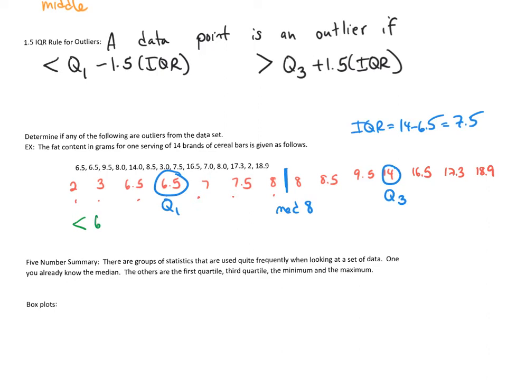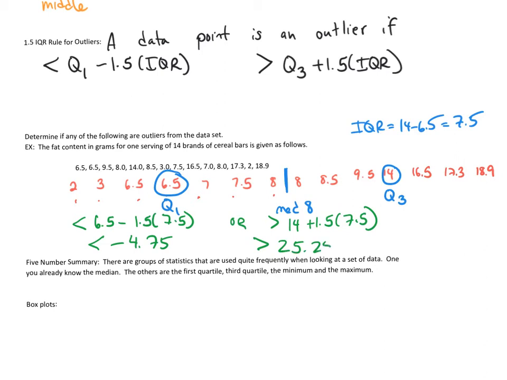So Q1 is 6.5 minus 1.5 times the IQR, which is 7.5. Or a value can be greater than Q3, which is 14, plus 1.5 times the IQR. So these are just mathematical formulas that you can plug in and figure out what you get. So when I put this in the calculator, I'm going to get less than negative 4.75 or greater than 25.25.